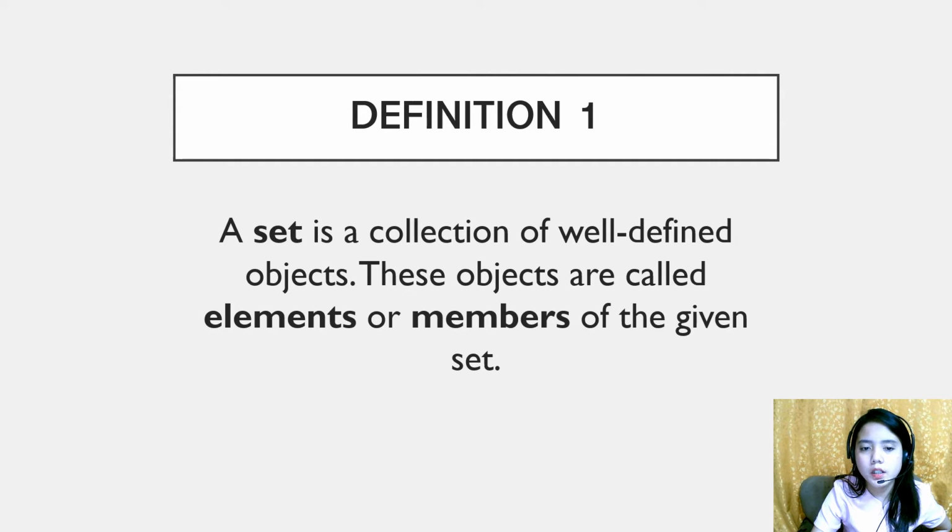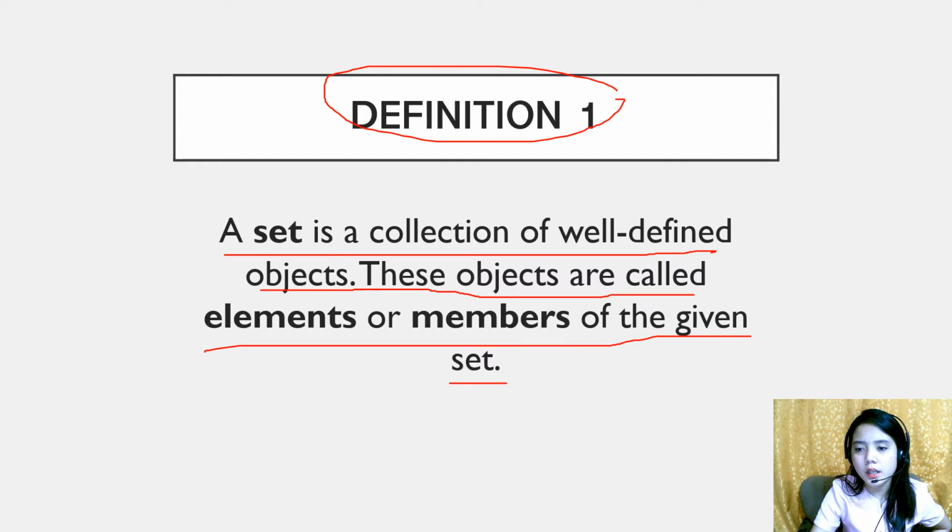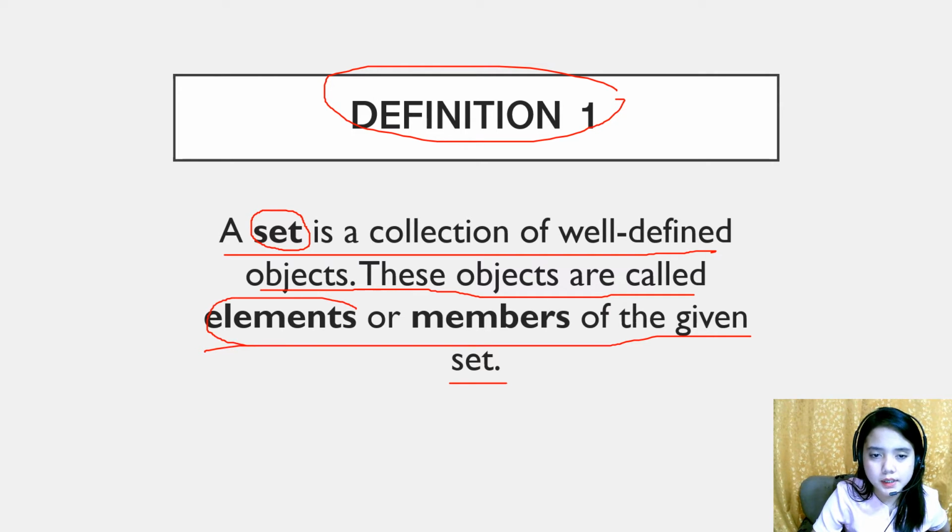Okay, let's discuss definition 1. A set is a collection of well-defined objects. These objects are called elements or members of the given set. So, for definition 1, we have to take note of the two words. What are these words? We have set and elements. As we go on with our lesson, we will know the meaning of these two words, okay?